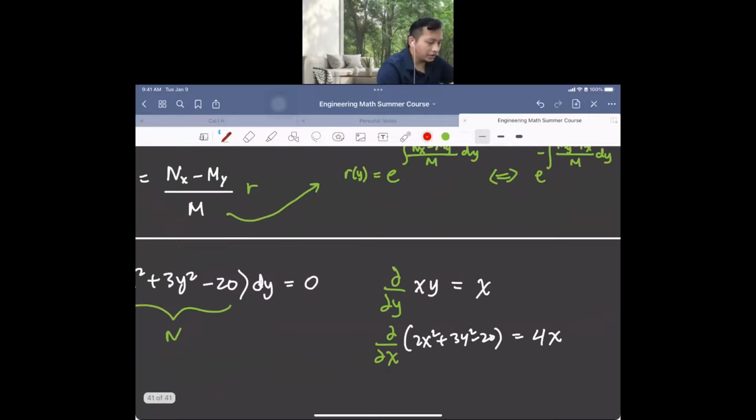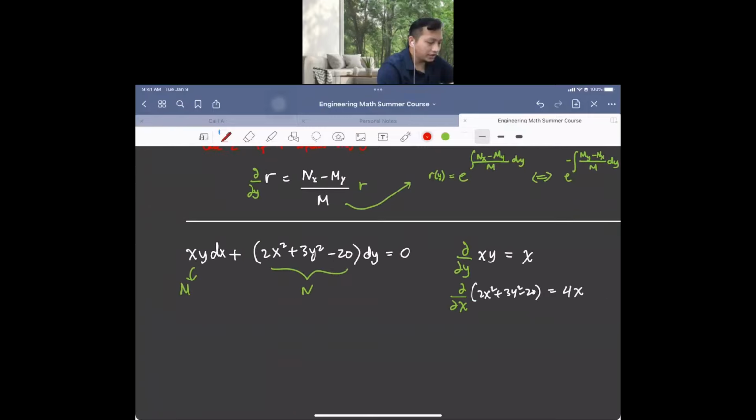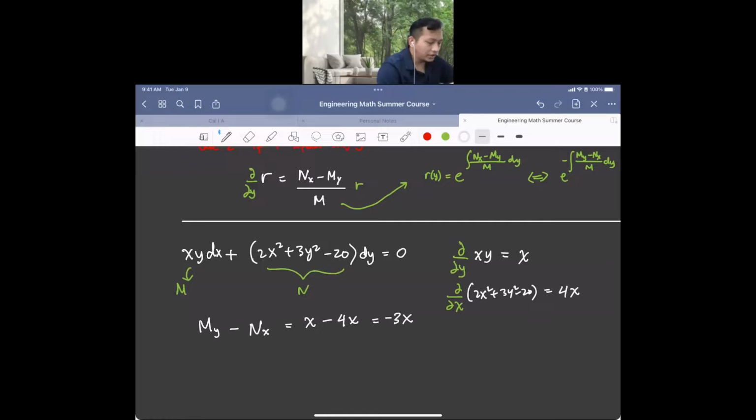So let me just go to the example. What we're going to do is find the integrating factor. How? We just focus on finding my minus nx. We already evaluated that, so x minus 4x. Notice that this just results in negative 3x. If you divide either with m or with n, you will find that the later part results in only one variable.